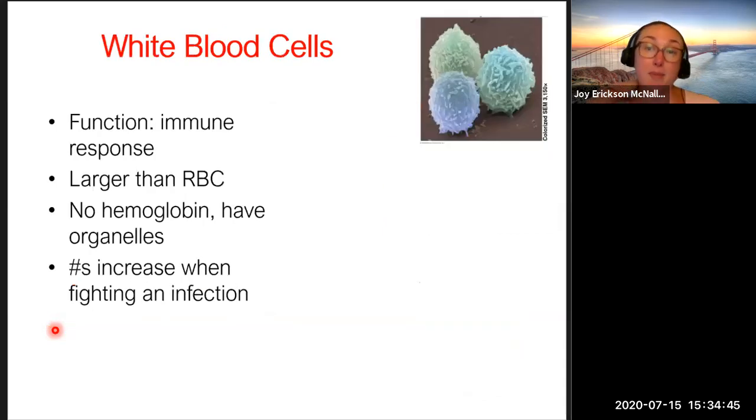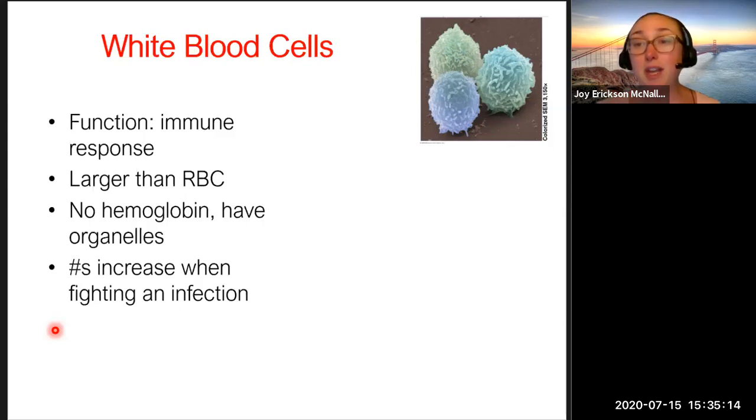Let's talk about white blood cells. White blood cells are less abundant than red blood cells. You have about 700 times more red blood cells than white blood cells in your blood. These function primarily in your immune response, where they directly fight infections. I think we looked at a video way back when talking about phagocytosis in the cell lectures, where we watched a white blood cell crawl along and chase after a bacterium. So that's an example of how they function in your immune response.